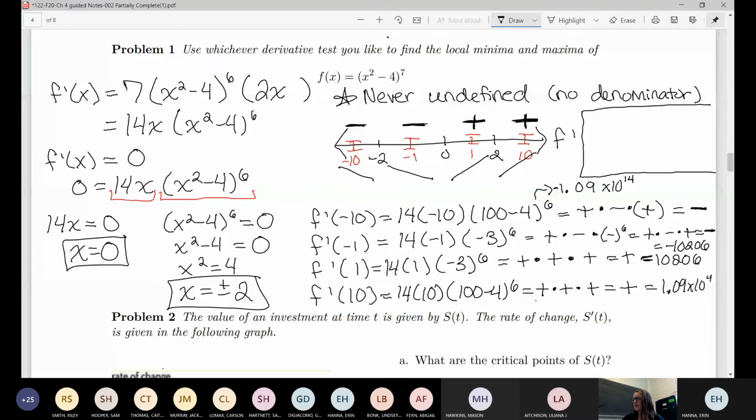So for our final answer here, notice that at negative 2, it was negative to the left and negative to the right. So it didn't change sign, so that's not a max or a min. So we don't have anything at negative 2. At 0, it changed from negative to positive, so we went from decreasing to increasing. So we must have had a local min at x equals 0. And then at x equals positive 2, it went from positive to positive, so it didn't change at all, so there was nothing there. So essentially there's no local max.